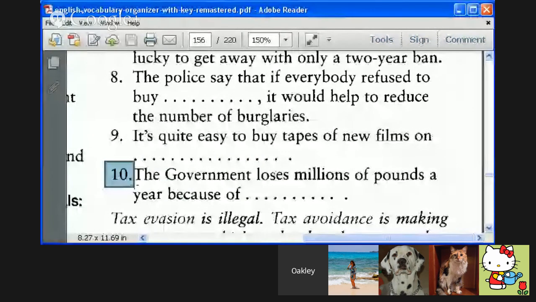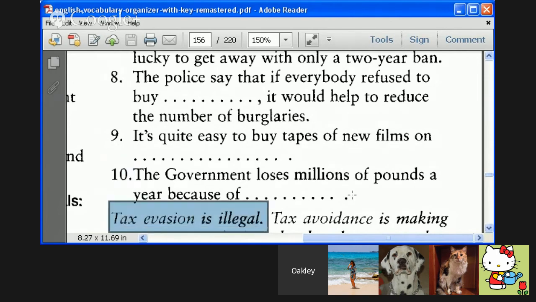Max, number 10. The government lost millions of pounds a year because of tax... I forget this word. Well, look down here. Okay, evasion, tax evasion. Right, tax evasion is illegal. How about in Russia? Lots of tax evasion going on.